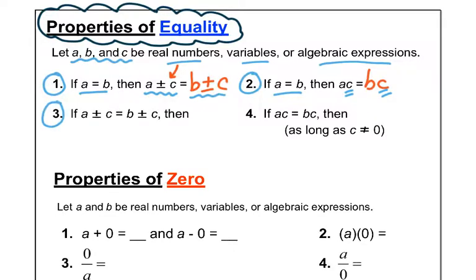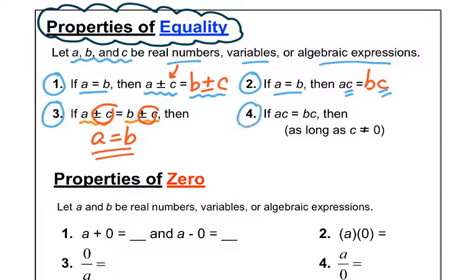Number 3. All right, now we're actually kind of going backwards. If you have A plus or minus C on one side and B plus or minus C on the other side, then since we have these same terms on the right side, we can eliminate them by either adding or subtracting them because they're the same, and you should be left with, therefore, A equals B. Because we added or subtracted the same amount on both sides, then the original A must equal B as well.